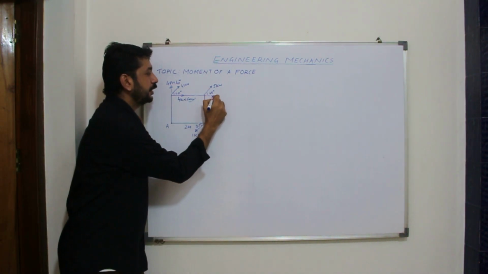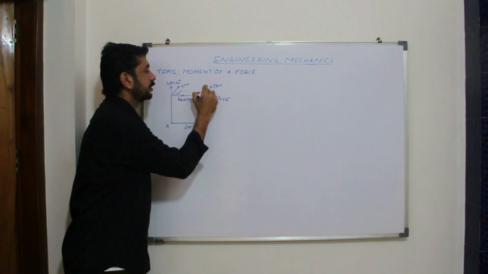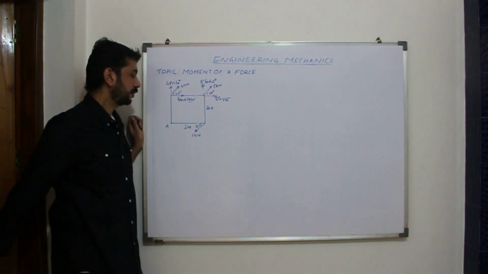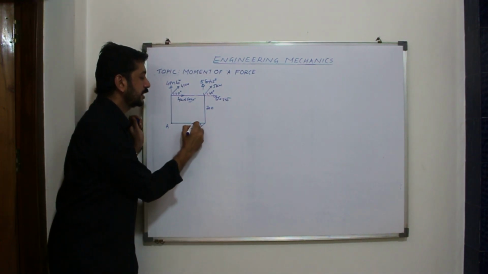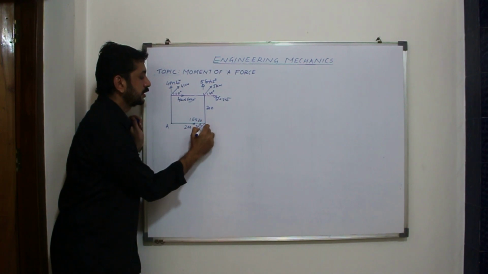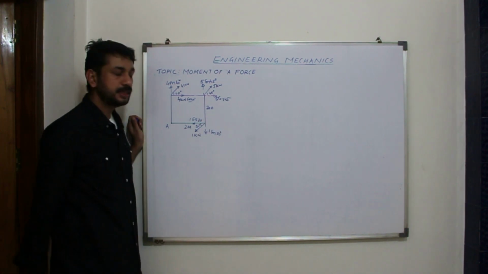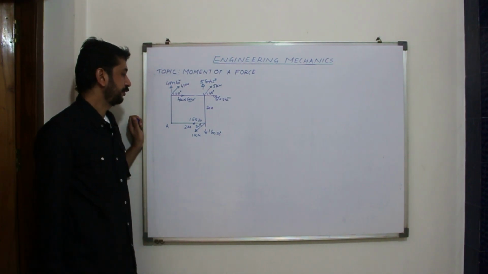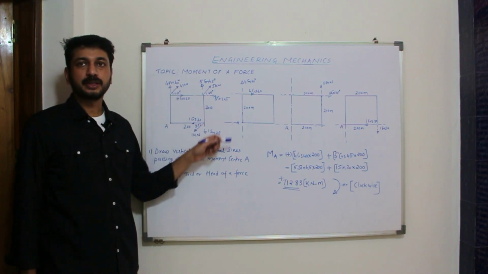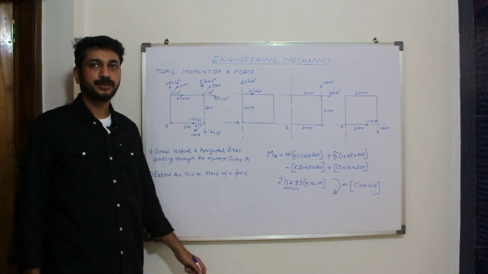Here 5 kilonewton: 5 cos 45 and 5 sin 45. Here 1 kilonewton making an angle 30 degree, then 1 cos 30 and 1 sin 30 acting at below of the frame. While taking moment about point A, all forces must be considered. All forces are drawn separately to understand easily.